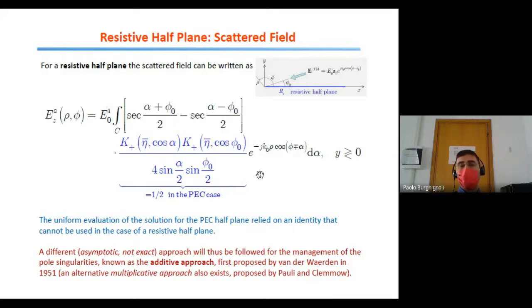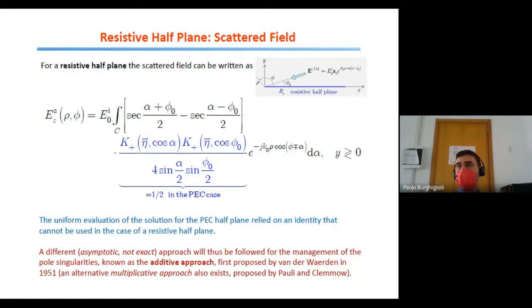So we have to proceed the way we'll follow is to deal with pole singularities. In the theory of diffraction, we will show the so-called additive approach that was introduced by van der Waerden in the 50s. There is also an alternative multiplicative approach that was followed first by Pauli and then by Clemmow, but it is somewhat more complicated in this case, so it is more convenient to use the additive approach.